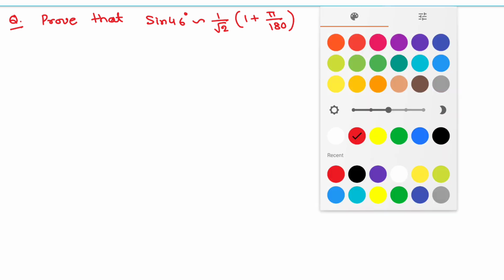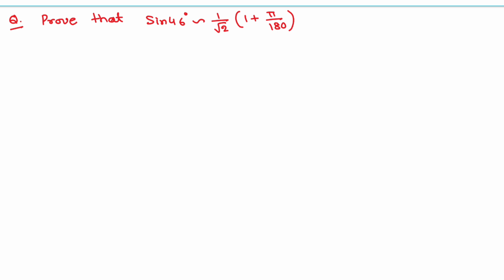Let's solve a very important problem, and let's solve it using Lagrange MVT. So the next problem is from Lagrange MVT. Prove that sin 46 degree is nearly equal to 1 by root 2 times (1 plus pi by 180). You have to prove this. Okay, solution.